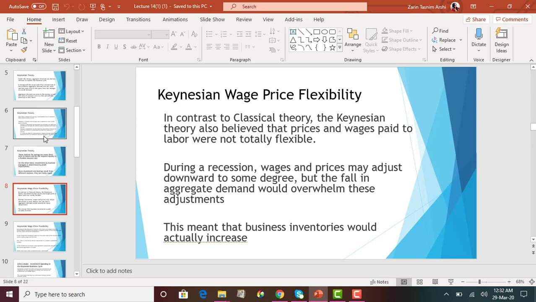Keynesians also say that prices and wages are not very flexible. To some extent, the price and wage can fall, but the fall in the aggregate demand during a recession will be so much that this will not be enough to bring the economy back to equilibrium. So even though price and wage went down, aggregate demand will fall by a greater extent. That means business inventory is still increasing in the market.